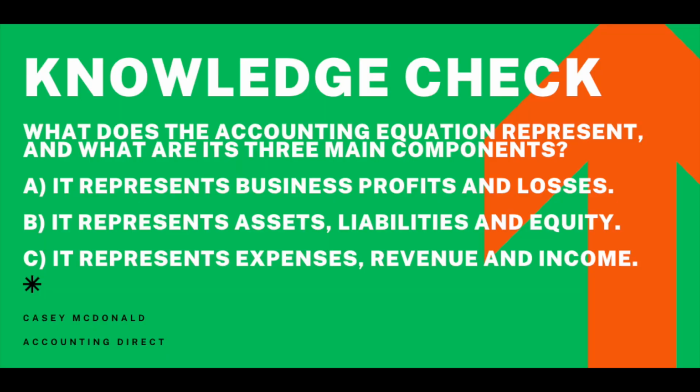So you made it to the knowledge check. What does the accounting equation represent, and what are its 3 main components? A, it represents business profits and losses. B, it represents assets, liabilities, and equity. Or C, it represents expenses, revenue, and income. B, it represents assets, liabilities, and equity.